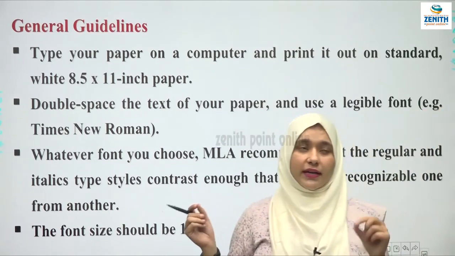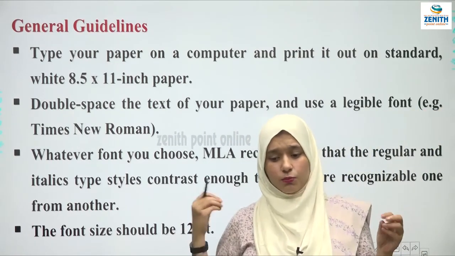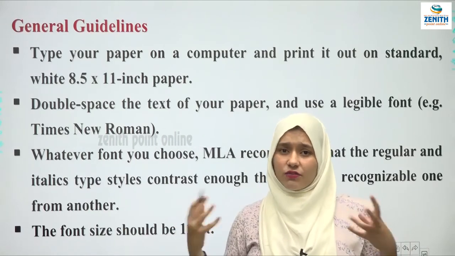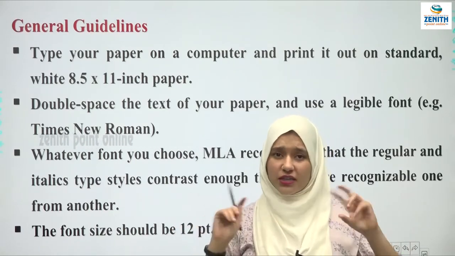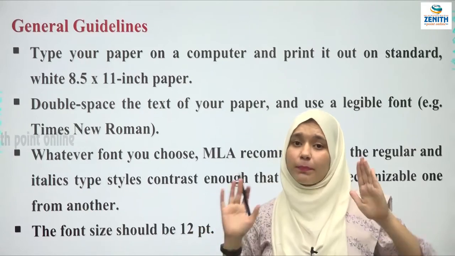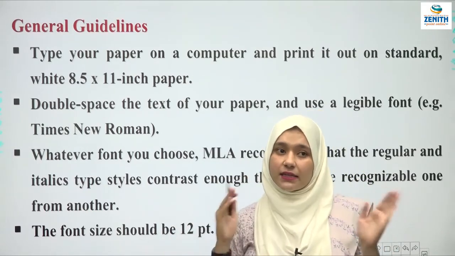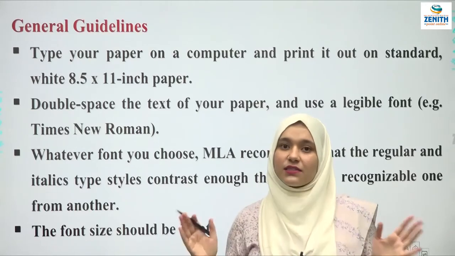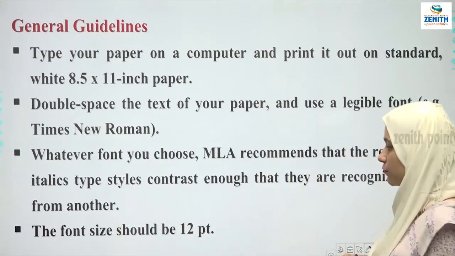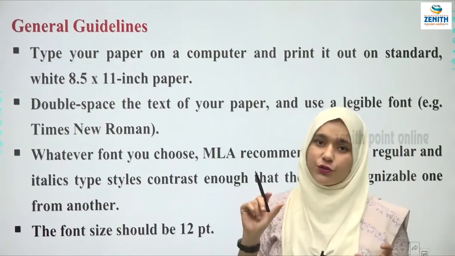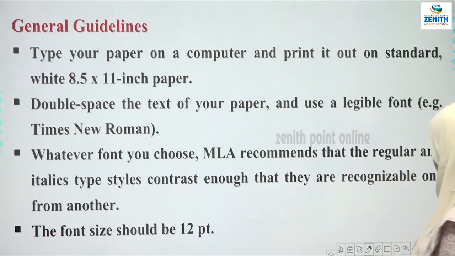When you are mentioning some book's name or some extra detail, that should be mentioned in italics. Depending on the font, the italics and the normal font should be easy to decipher between the two, so choose that kind of font. The font size should be 12. So 12 should be the size of your fonts.